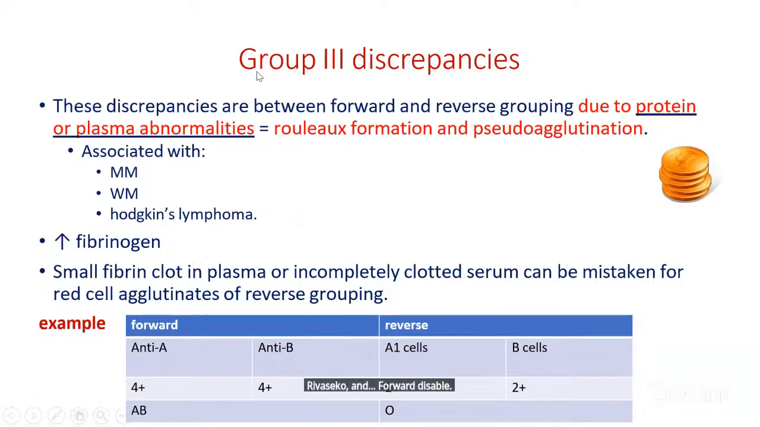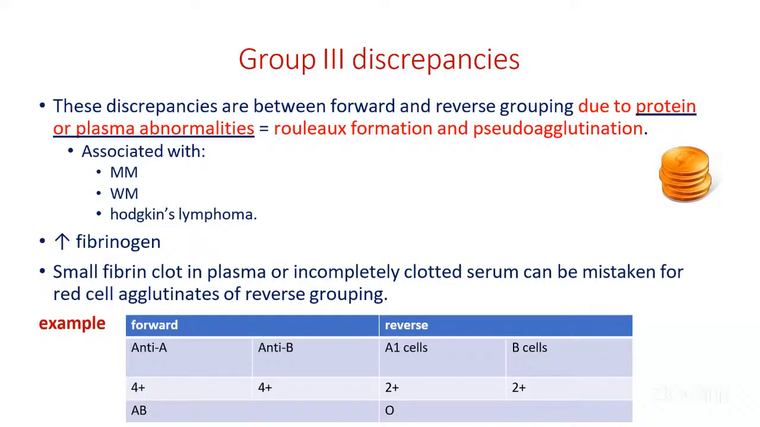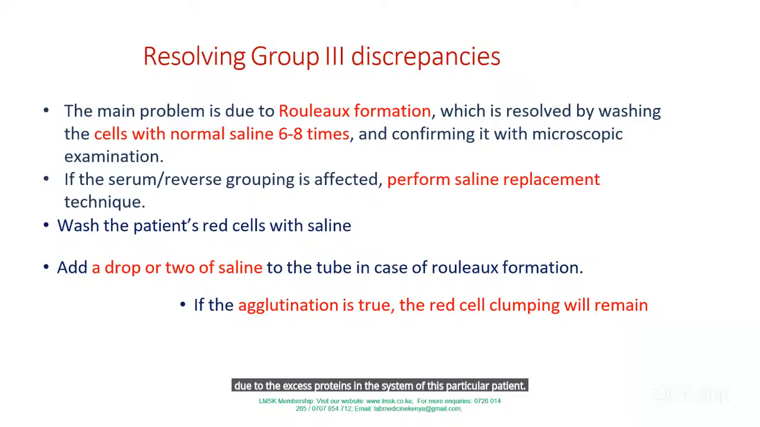So in that case, we want to rule out the possible cause of this weak reaction that we are seeing. So one, the weak reaction could be just as a result of Rouleaux formation or as agglutination due to the excess proteins in the system of these particular patients. So let's see how to go about them.